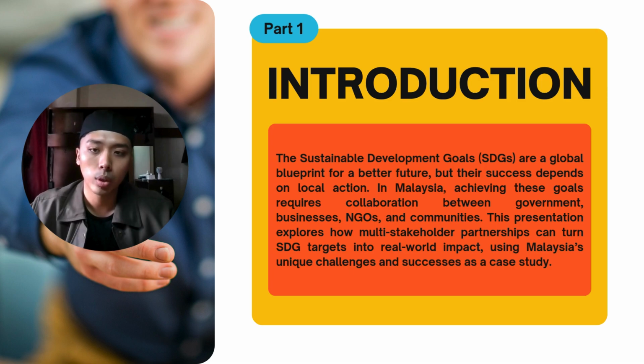The SDGs, whether it's ending poverty, improving education, or building sustainable cities, cannot be achieved by one sector alone. They need teamwork. Government policies, private sector innovation, NGO advocacy, and academic research must all work together. In this presentation, we will look at real examples like the Johor Urban Development Project to show how Malaysia is making progress and what we can do to accelerate it.